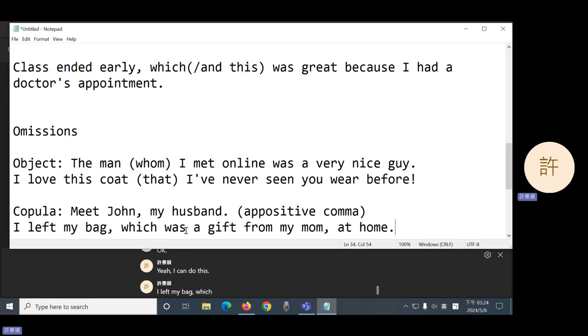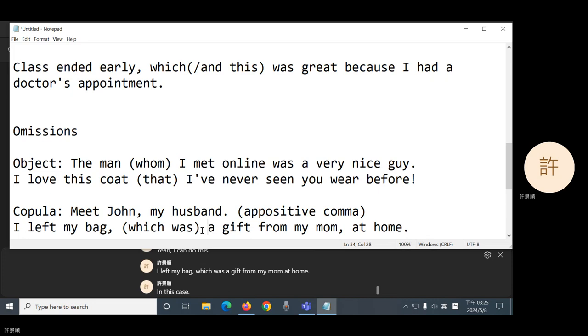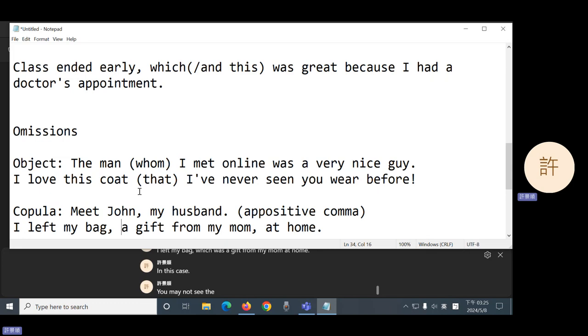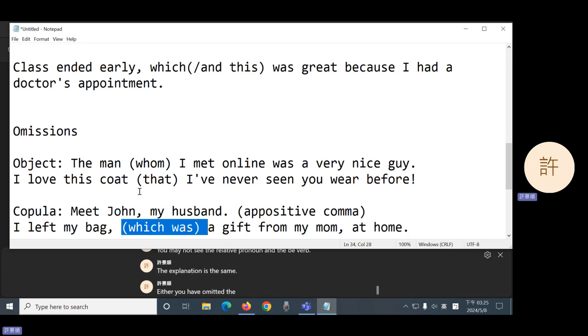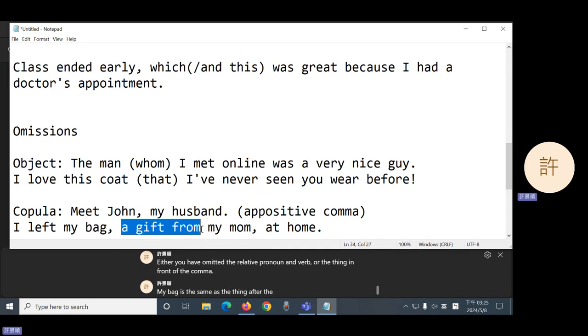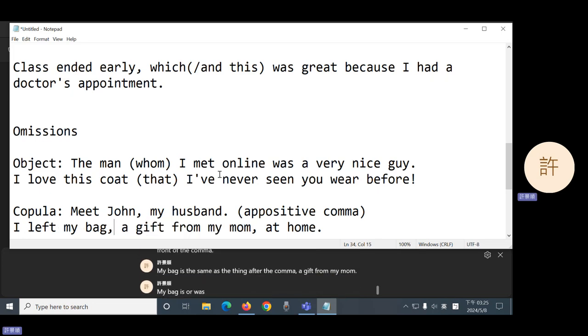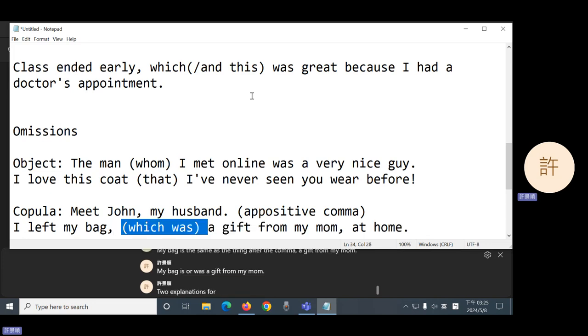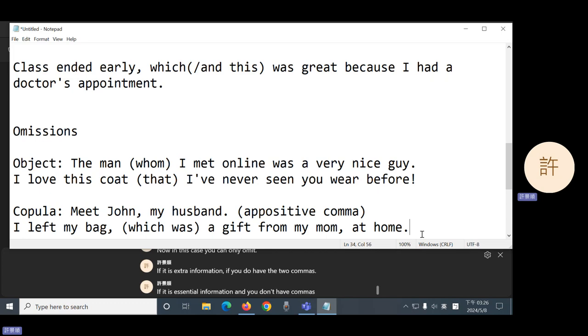I left my bag, which was a gift from my mom, at home. In this case, you may not see the relative pronoun and the be verb. The explanation is the same. Either you have omitted the relative pronoun and be verb, or the thing in front of the comma, my bag, is the same as the thing after the comma, a gift from my mom. My bag is or was a gift from my mom. Two explanations for this same sentence. Now, in this case, you can only omit if it is extra information, if you do have the two commas. If it is essential information and you don't have commas, you cannot omit it.